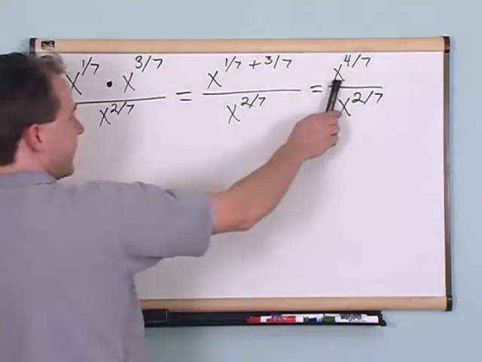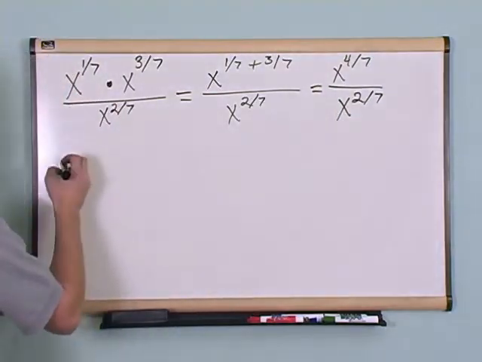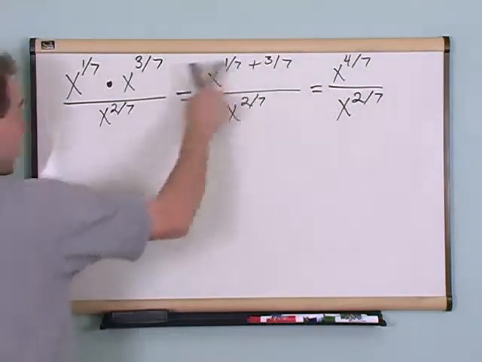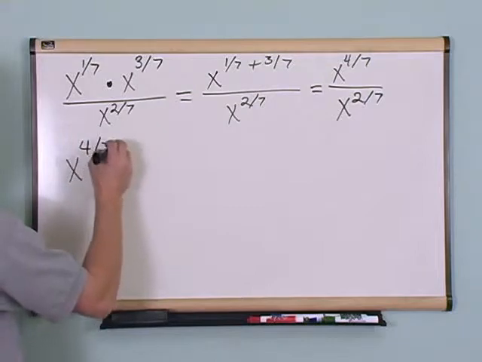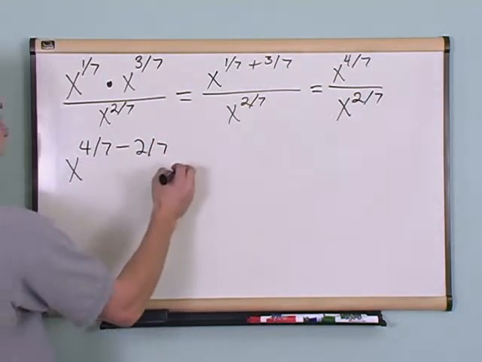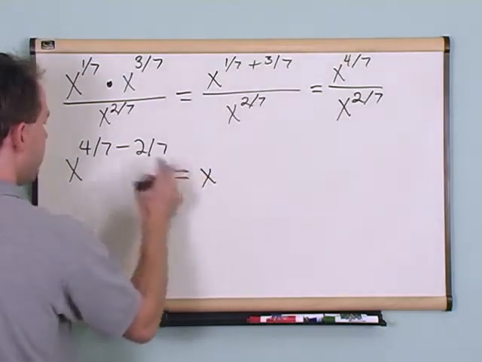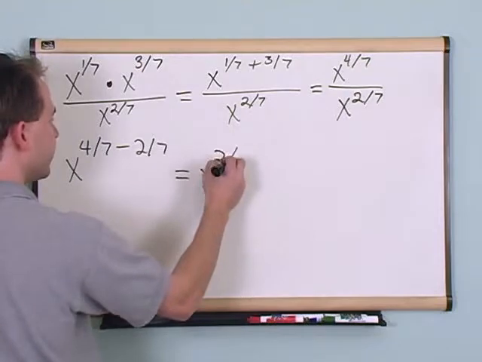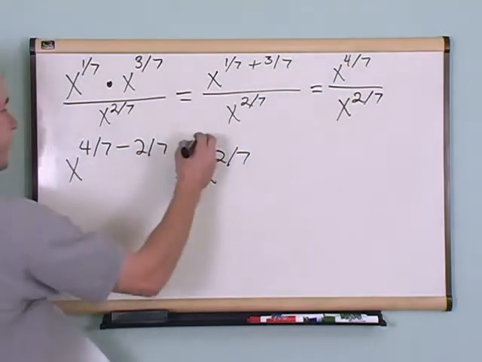Now I've got the same base on the top and the bottom, and they have different exponents, so I can subtract those exponents instead of adding them like we did here. So that's x to the, and you always start with the top and subtract the bottom one. 4/7 minus 2/7. Since I've got the same denominator, I just subtract the tops. 4 minus 2 is 2, and of course it stays over 7. So this is the answer here.